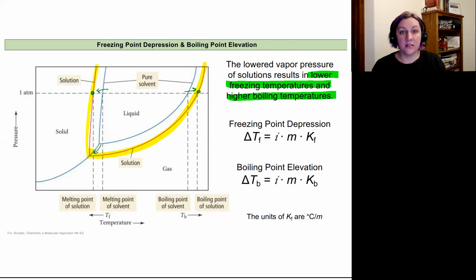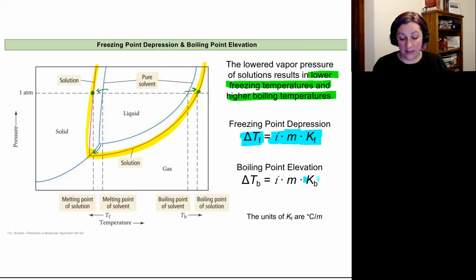And this is all from solute particles taking up space in the solvent and disrupting those solvent-solvent interactions and creating new ones, solvent-solute interactions. So we can actually quantify this. So I can decide what is the actual freezing point of a solution versus its pure substance with a pretty simple equation. For a freezing point, that change in temperature of the freezing point is going to be equal to the Van't Hoff factor times the molality times a constant that we call Kf for freezing.